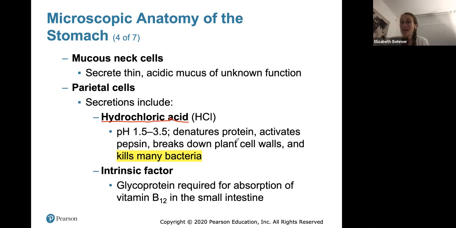It will break down plant cell walls. So when you eat lettuce or celery or anything plant-based, this very acidic hydrochloric acid breaks that down, and it kills many bacteria as well. So these are your parietal cells secreting hydrochloric acid, which makes your stomach incredibly acidic, but has really important functions for the breakdown and protection. It also secretes intrinsic factor, which is very important. It's a glycoprotein, and it's required for absorption of a specific vitamin your body needs, vitamin B12, in the small intestine.